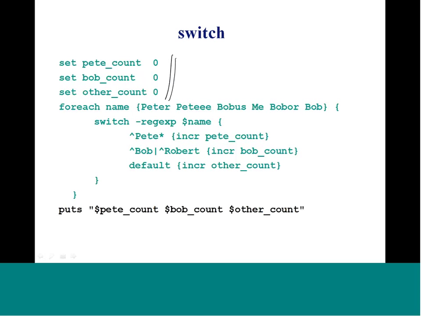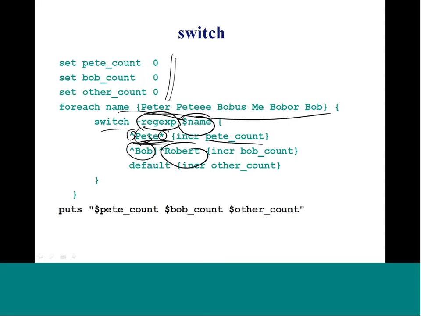We set these counts to 0, and then for each name, we have a list of names here, and then we say switch, based on the regex, the name. If it matches Pete as the first character, then we increment the Pete count. If it matches Bob or Robert, then we increment the Bob count, and the default is to increment the other count. So now can you tell me what this program will generate as the counts?